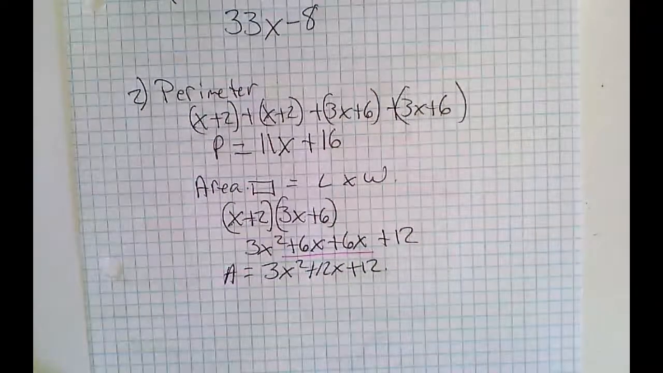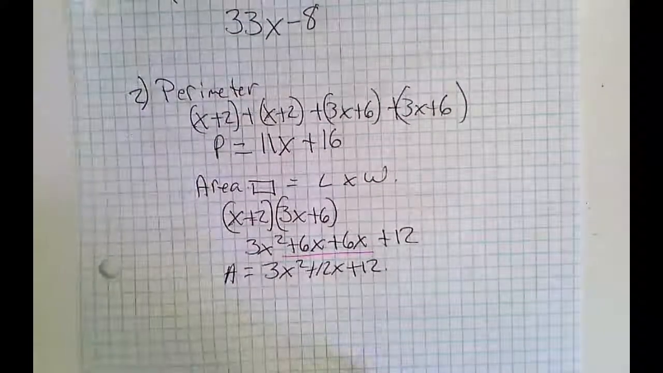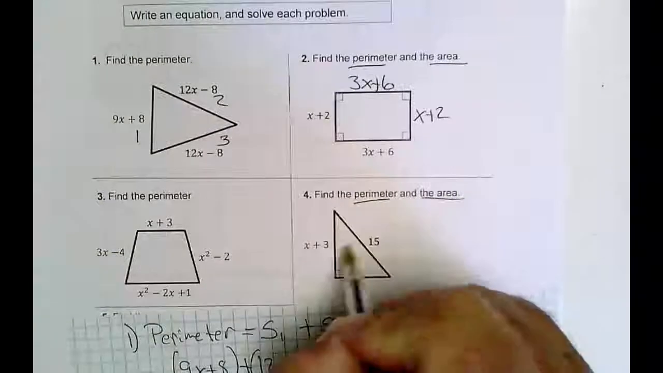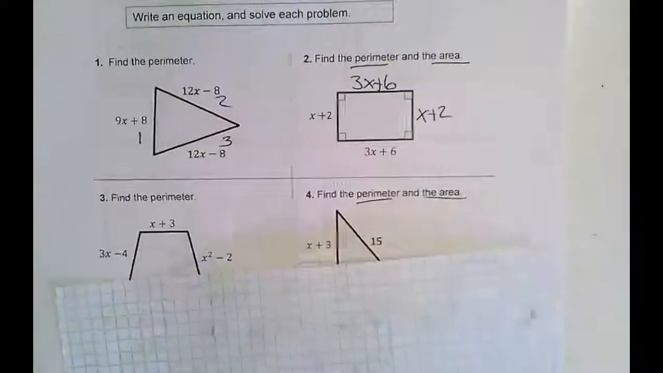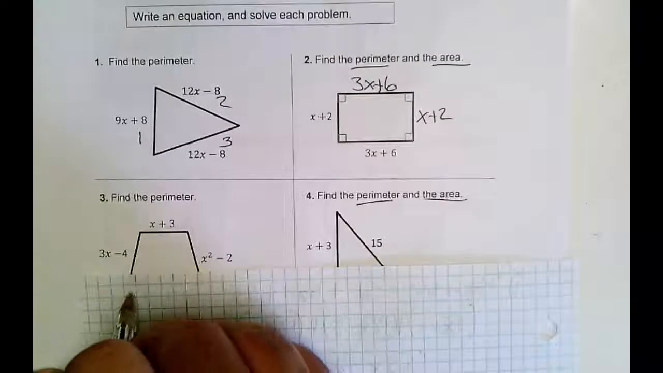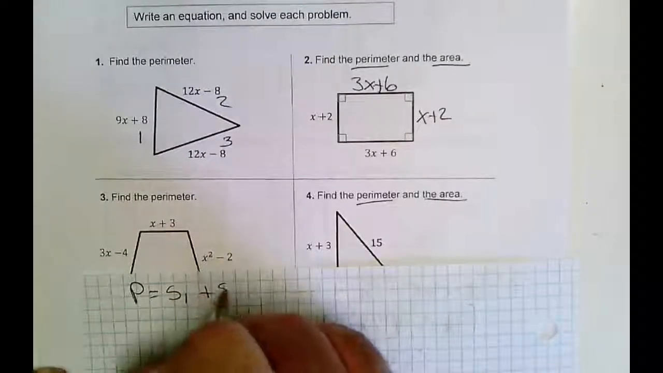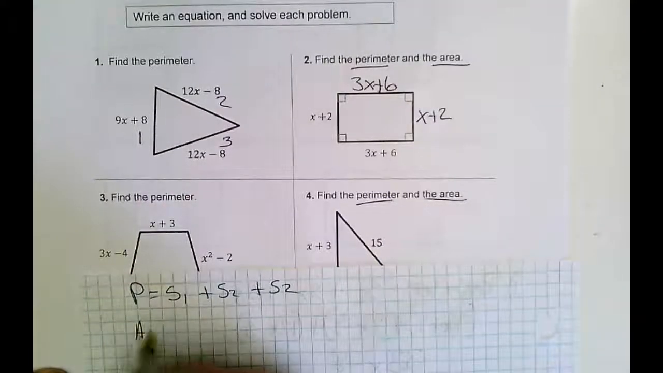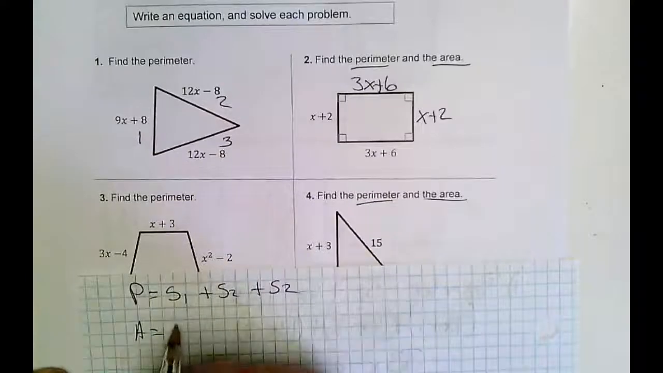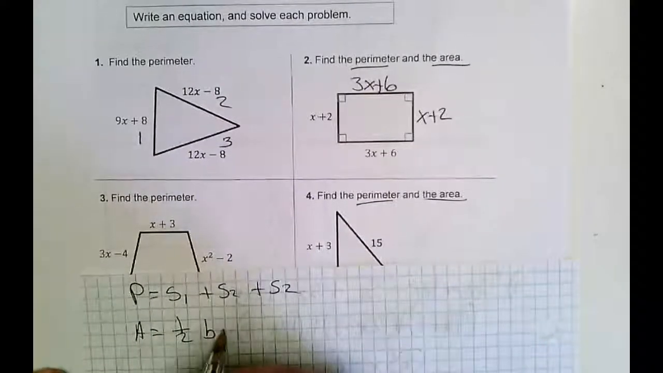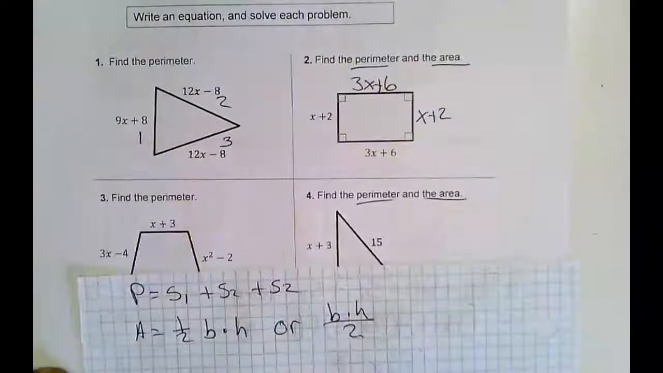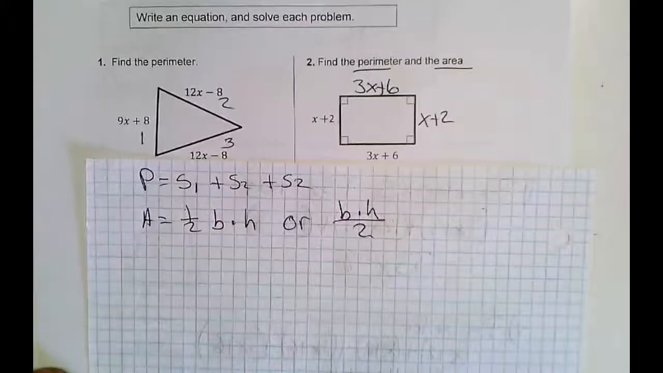Okay? We're going to go ahead and skip number 3, and we're going to move down here to number 4. Number 4 now asks us to find the perimeter and the area of this triangle. Now, let's remember perimeter, again, nothing changes. Side 1 plus side 2 plus side 3. Now we're going to add area into this. Remember, area of a triangle is 1/2 base times height, or base times height divided by 2. Either formula you want to use, I don't particularly mind.